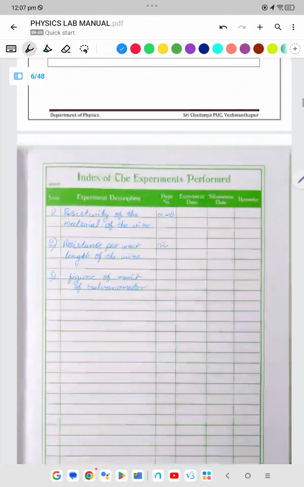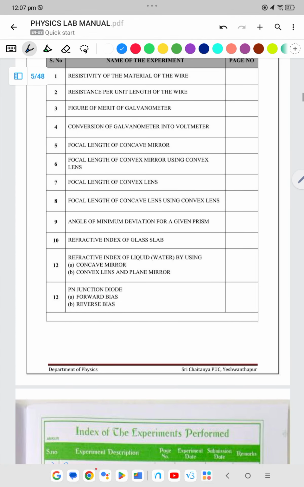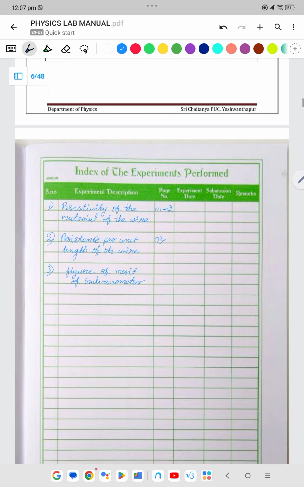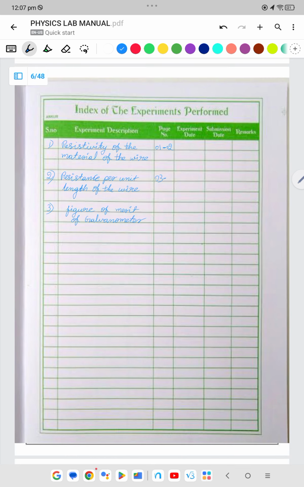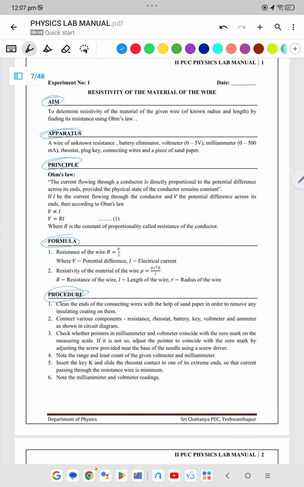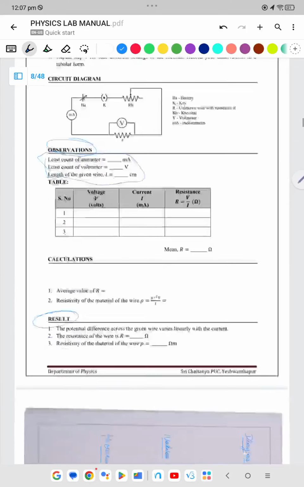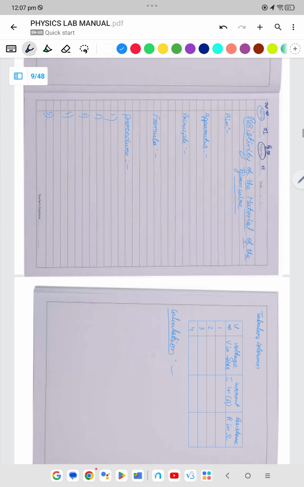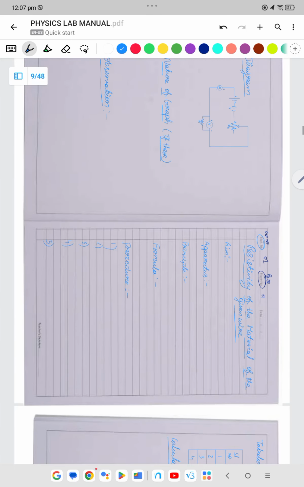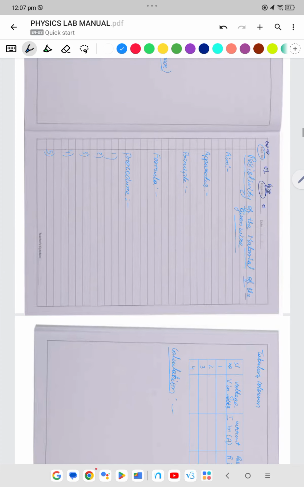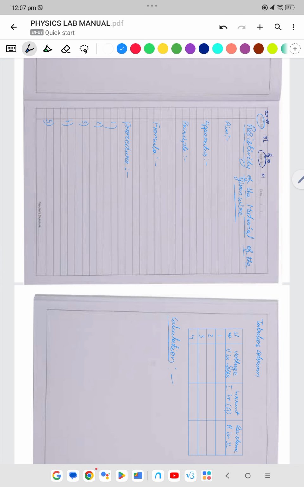So these are the lab experiments. You have to write the name of the experiment and the page number, from which page number it is starting to which page number it is ending. Similarly, aim, apparatus, principle, formula, procedure, and result, everything should be written on the ruled side. The remaining, that is circuit diagram, nature of graph if there is a graph, observation, tabular column, and calculation, should be written on the unruled side.